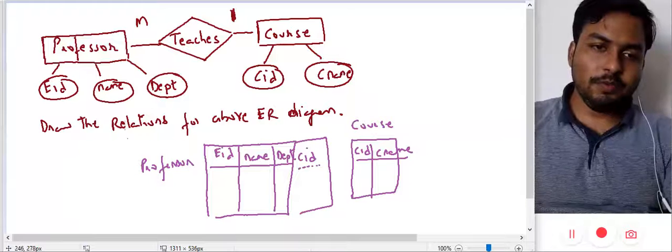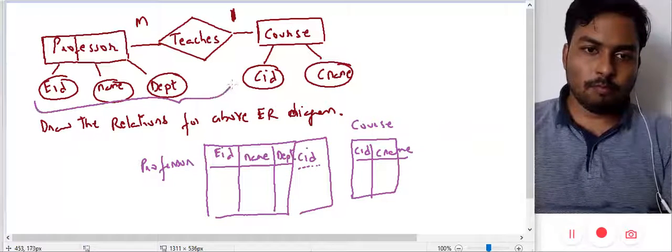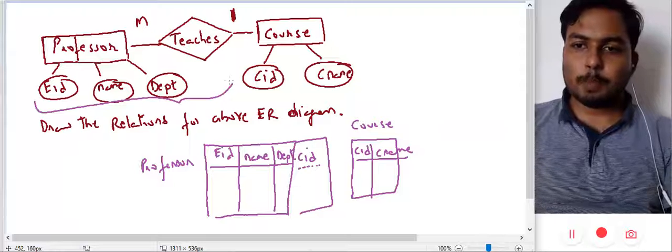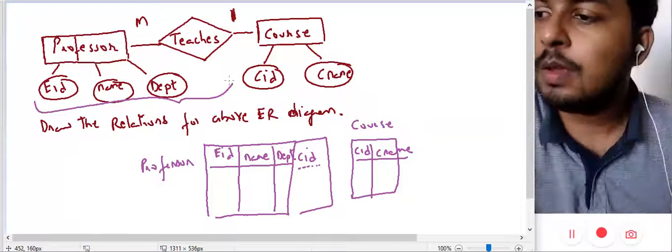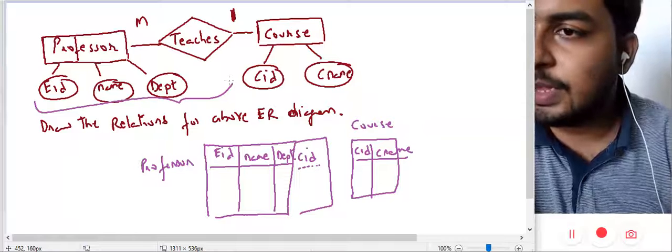So basically, what we are doing is clubbing these two. These two will be one table, and the other one will be another table.